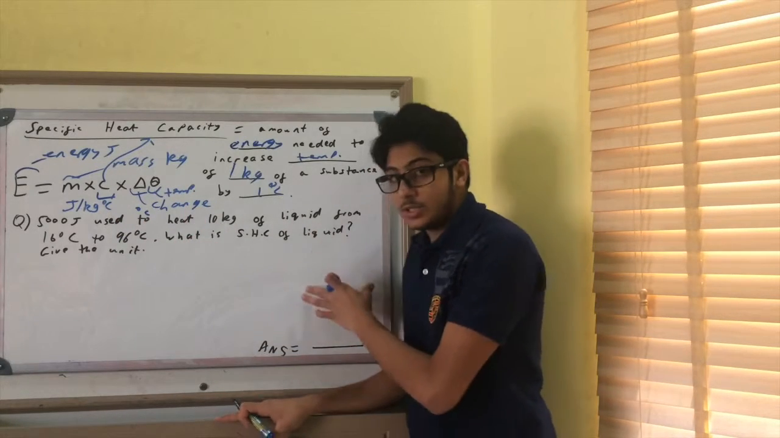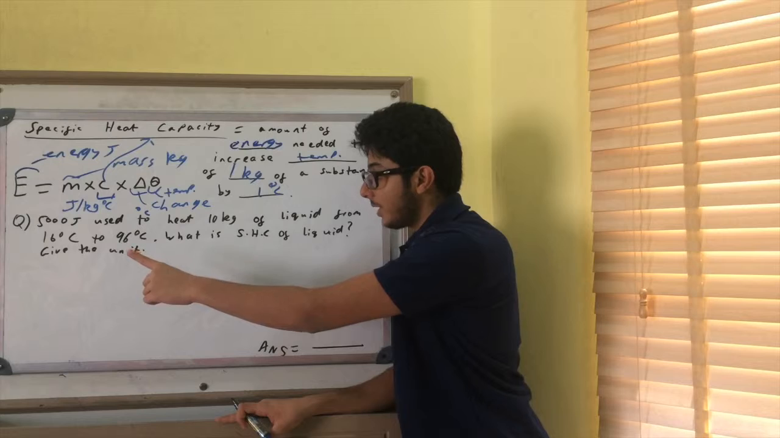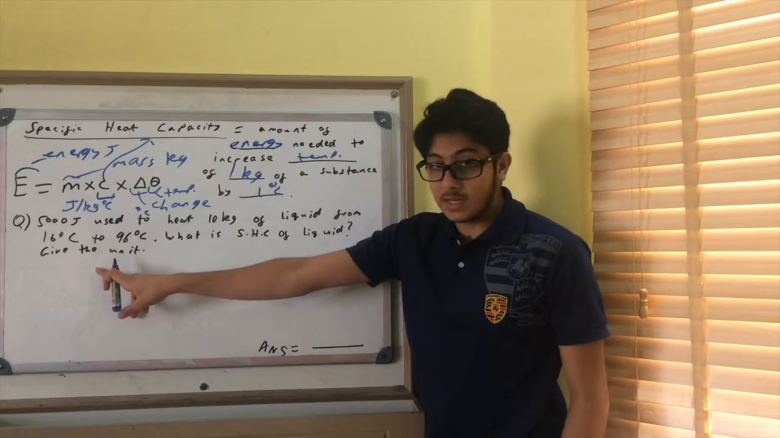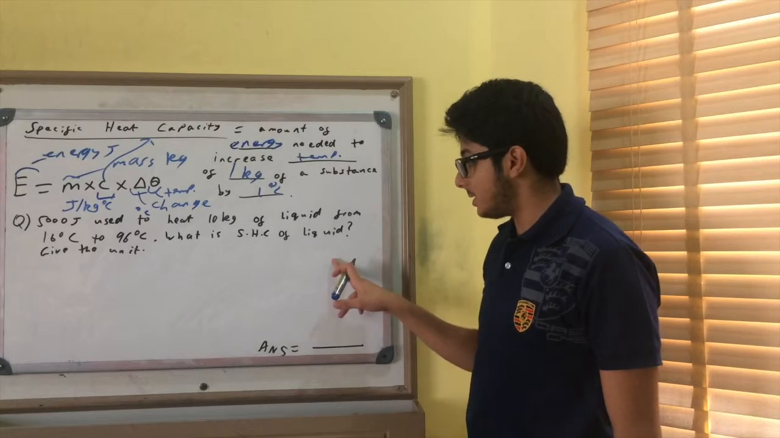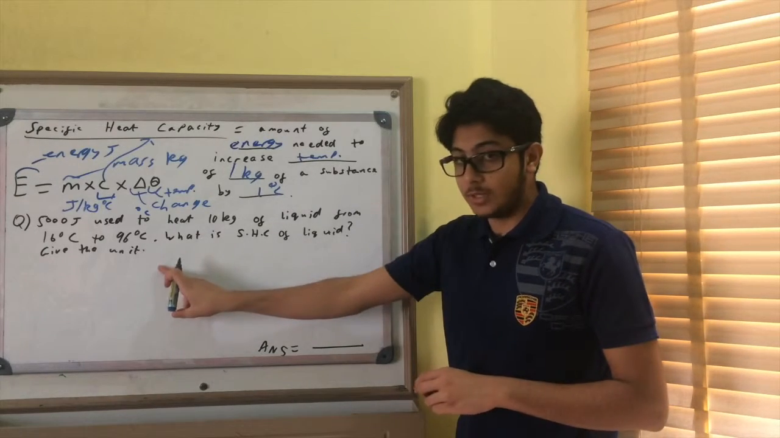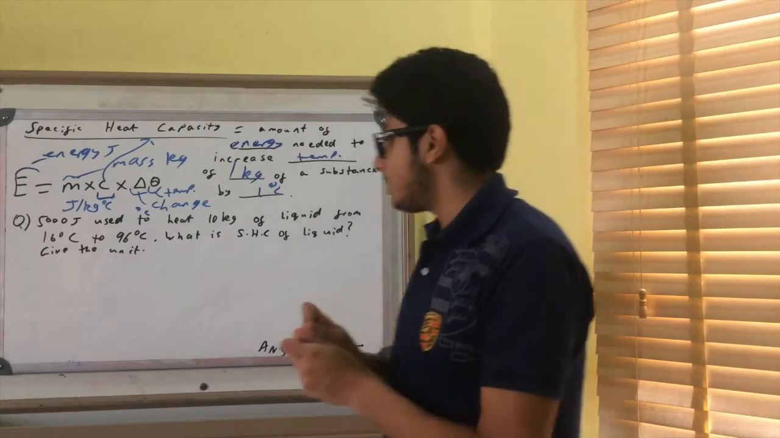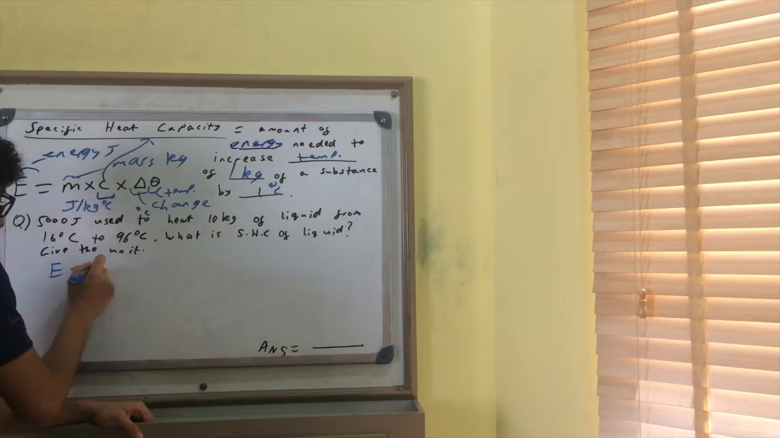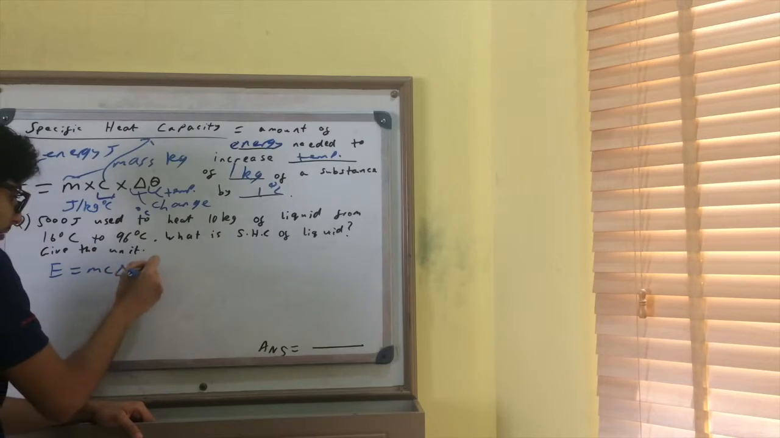So, here's a question. 500 joules of energy is used to heat 10 kilograms of a liquid from 16 degrees Celsius to 96 degrees Celsius. What is the specific heat capacity of the liquid? And I want you to give the unit. So, the first thing you do, let's write down the equation. E is equal to mc delta theta.